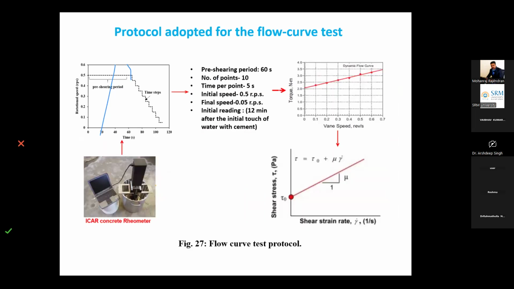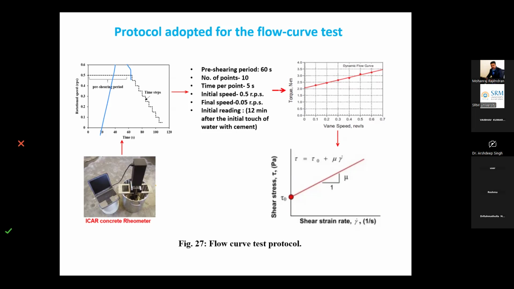And then further, if we see the next slide, these are the test protocol, basically. On the right hand side, at the bottom, the relationship between shear stress and shear strain rate is obtained with the help of an instrument called a rheometer. This relationship, in terms of torque and vane speed, is then derived in terms of shear stress and shear strain rate. The slope of this curve gives us the viscosity, and on the vertical axis, this tau naught represents the yield stress, the minimum stress required to initiate the flow of the material.